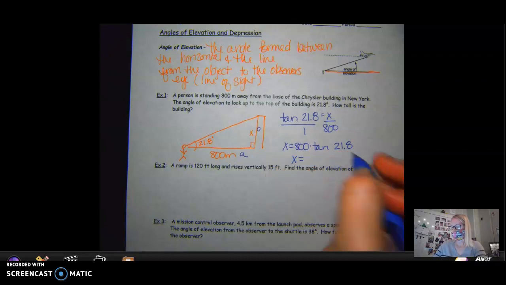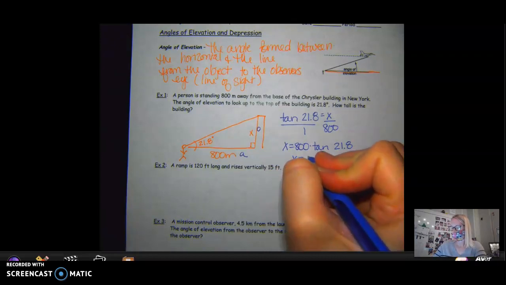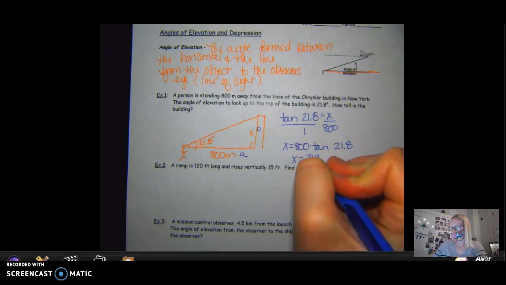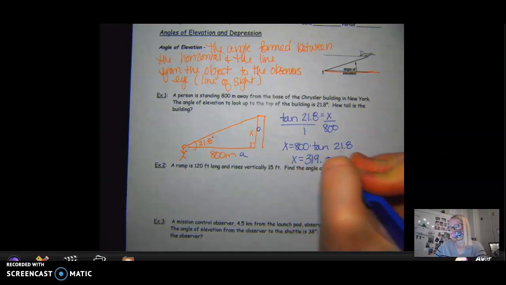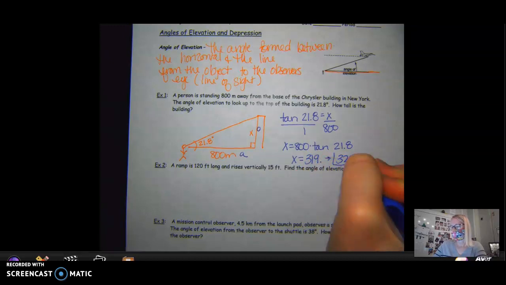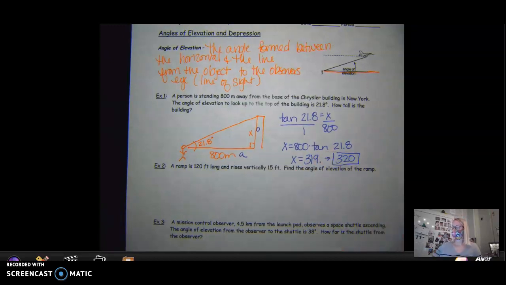What does X equal? We're rounding to the nearest tenth. That would actually round up. Questions on that one? Okay, let's do the next one together.